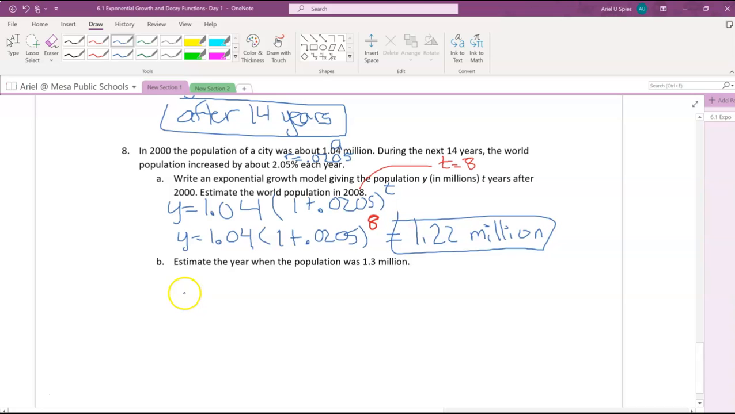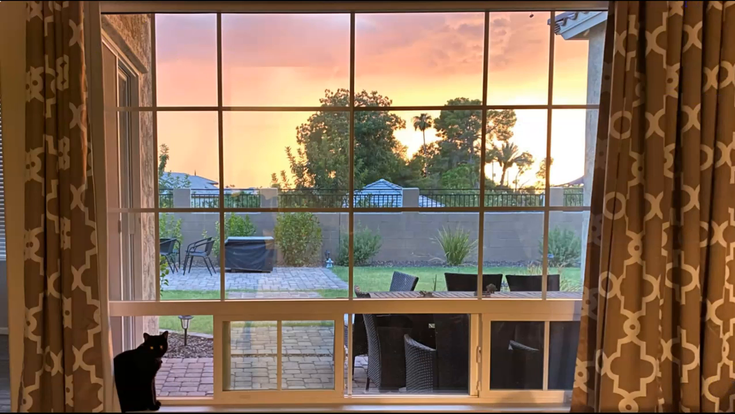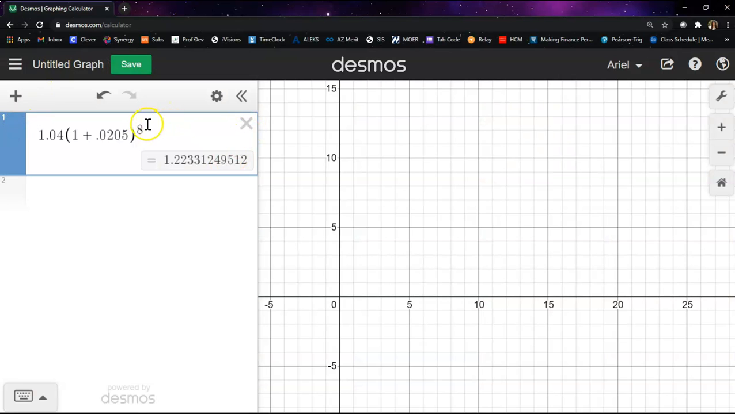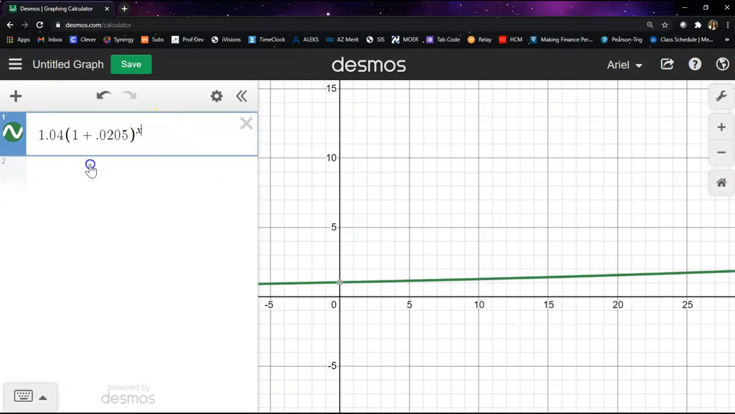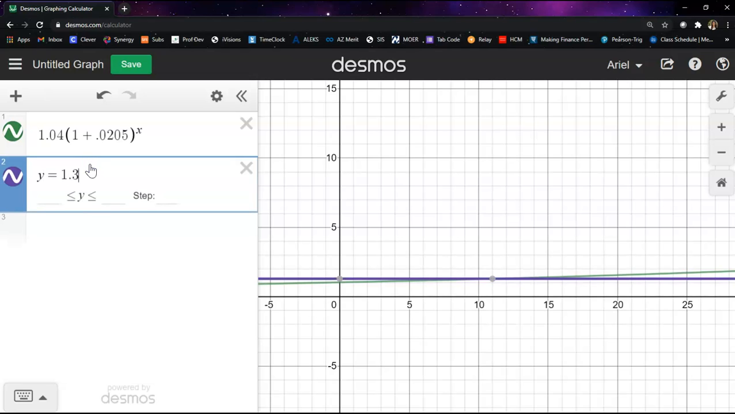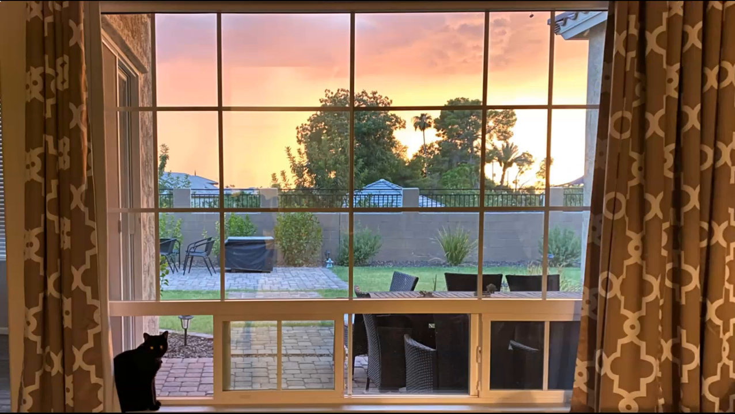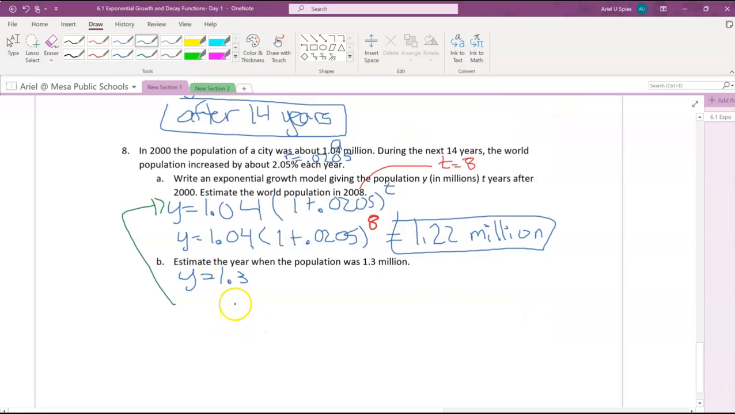And then for the last one, it wants me to estimate the year when the population was 1.3 million. So I'm going to graph y equals 1.3. And then I'm also going to go ahead and graph this. So I want to find where they crossed, which is right here. That's almost exactly 11 if I round up. So 11 years later is 2011.